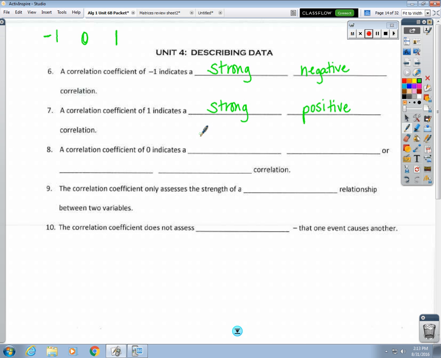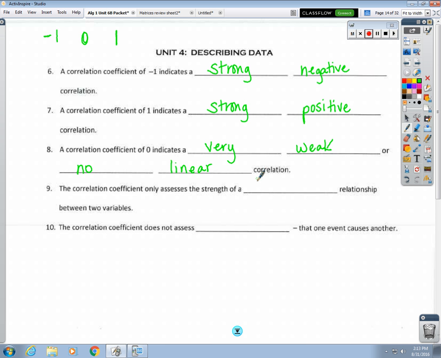A correlation of 0 indicates a very weak or no linear correlation at all. So like say you were looking at a scatter plot and the points were just all over and you couldn't figure out where you would even begin to draw your line of best fit. That means there's no linear correlation, and when you calculated its correlation coefficient, it would either be 0 or very close to it. Okay, it might be something like 0.2 or 0.3 or -0.2 or -0.3, but it's going to be a very small number close to 0.